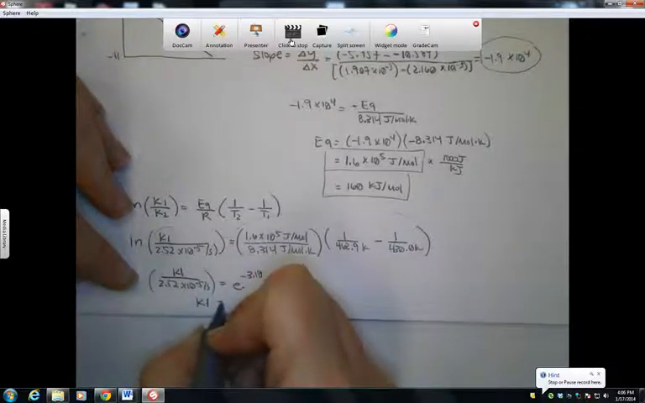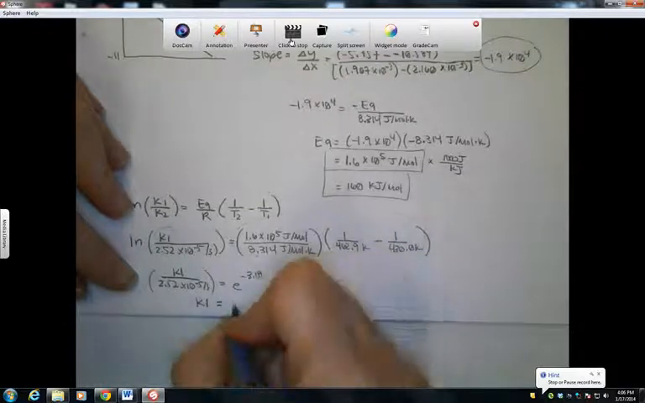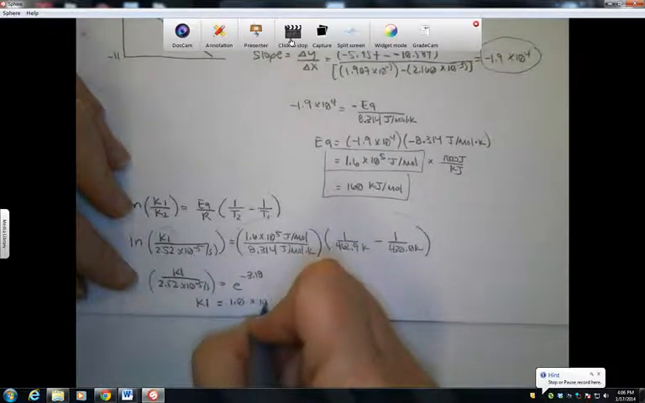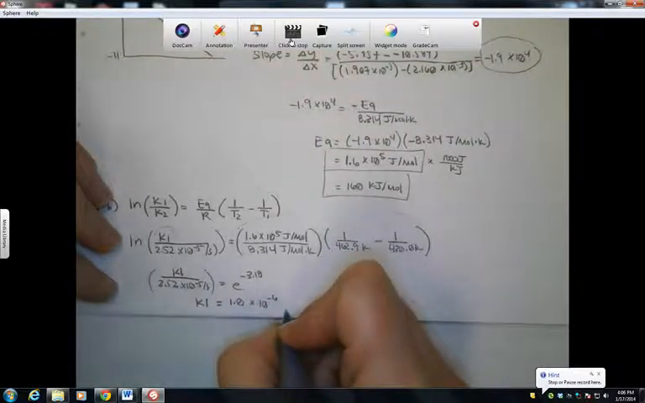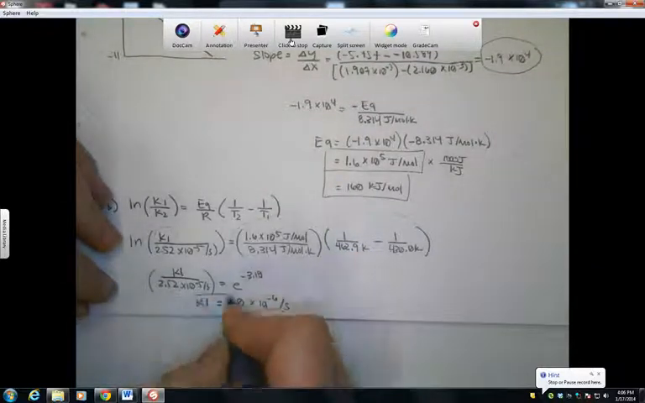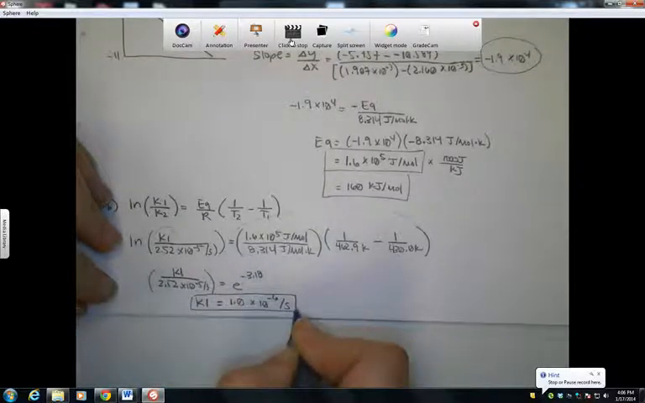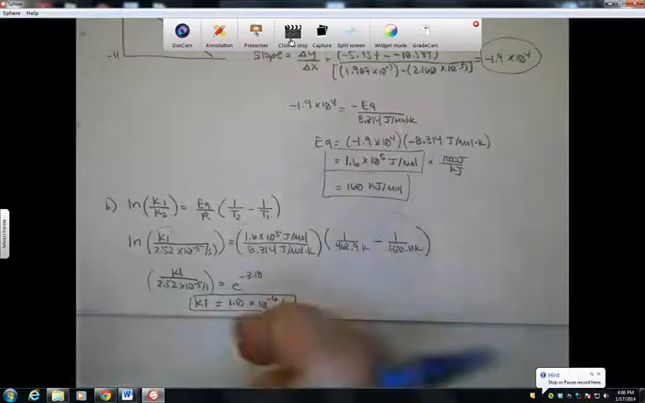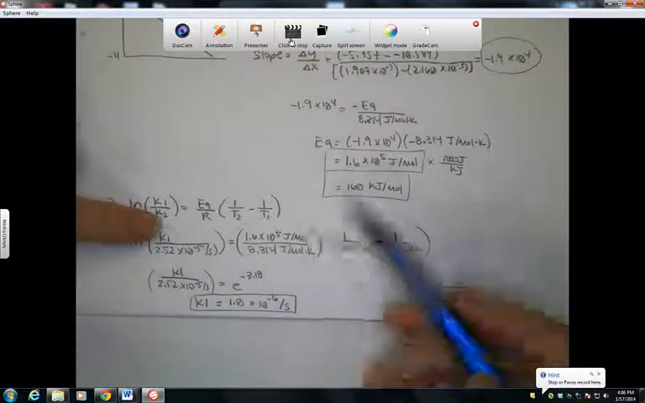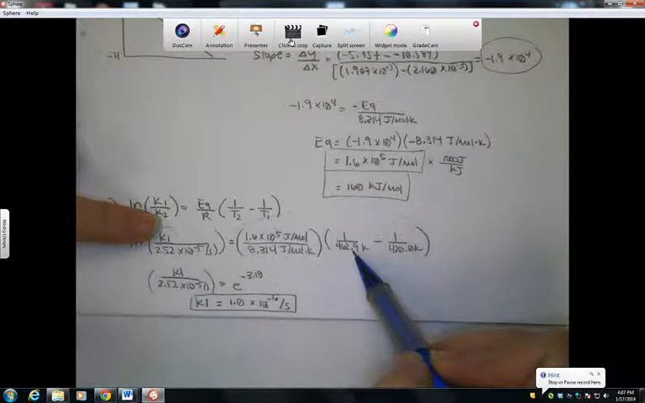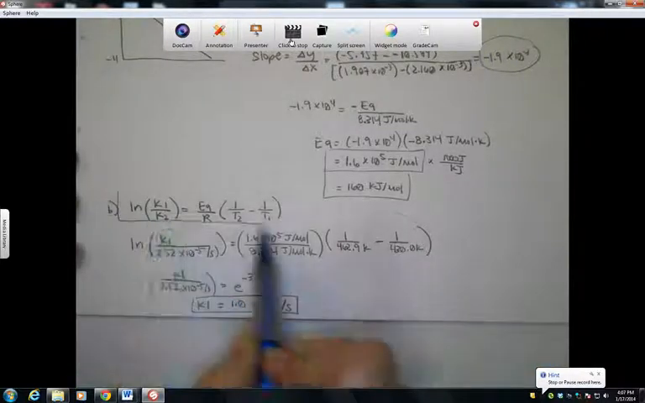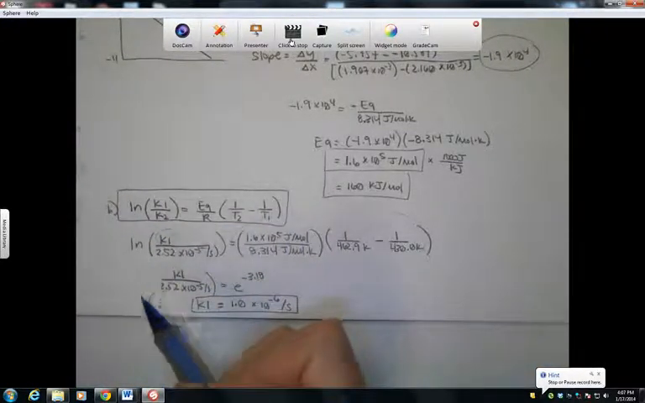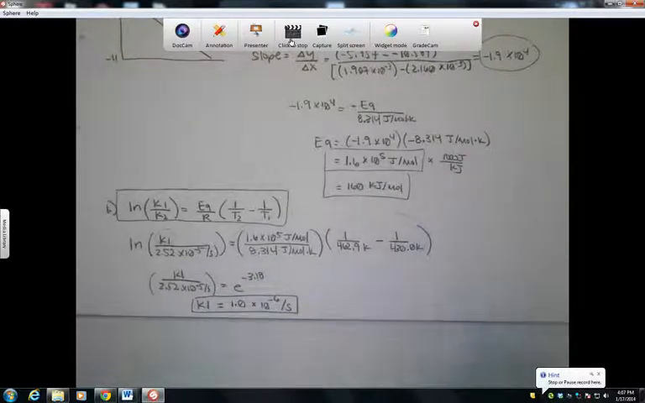And if you solve for K1, you get 1.0 times 10 to the negative 6, and then it's per second. Okay, so that's how you get the new K value given another K value and its temperature, and then the new temperature for the K value you're trying to solve for. So you're using this fun equation, which is a derivation of the Arrhenius equation.